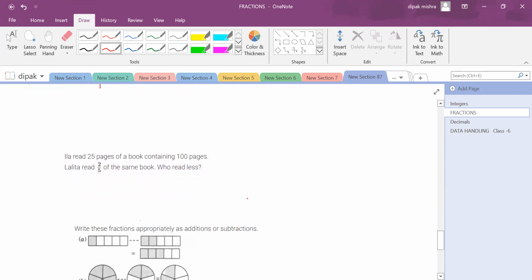Next question. Ila read 25 pages of a book containing 100 pages. Lalita read 2/5 of the same book.